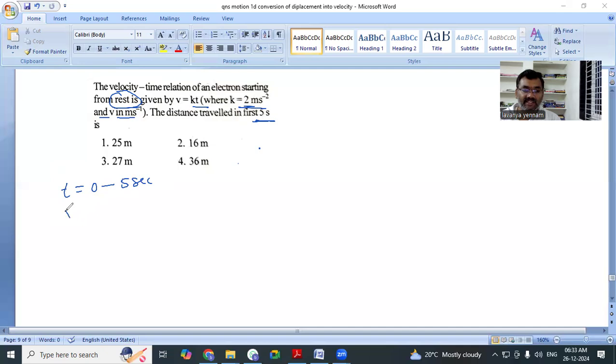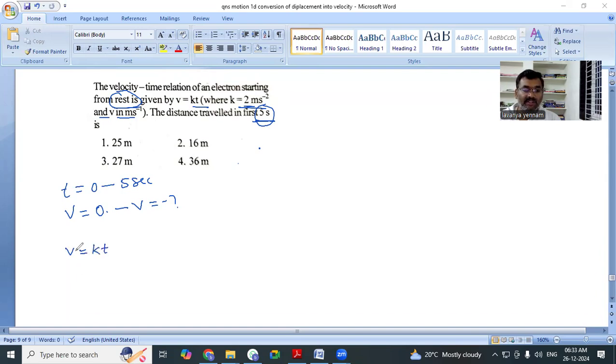Initial velocity is nothing but u. Since they said it starts from rest, the initial velocity is 0. Final velocity we have to calculate. Then how can we find that final velocity? After 5 seconds, the velocity they are asking. They have given the condition that velocity is a function of time. That means velocity is given as kt.